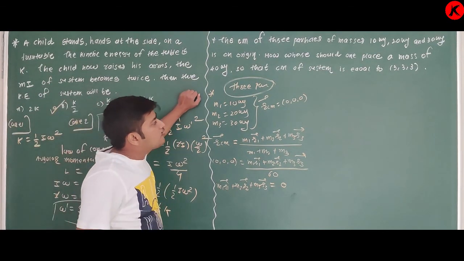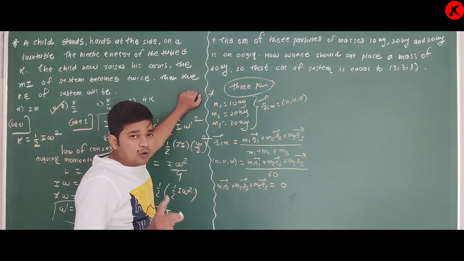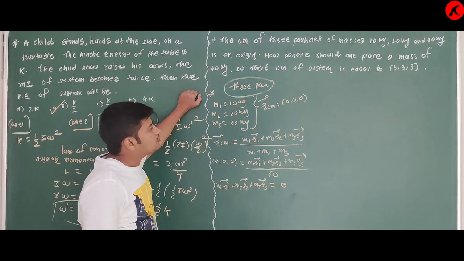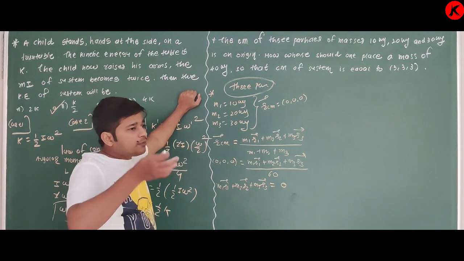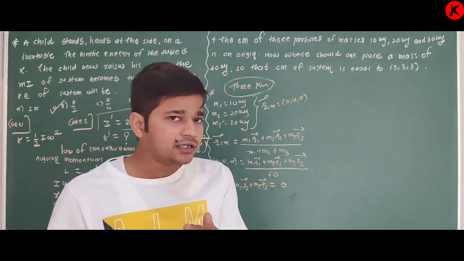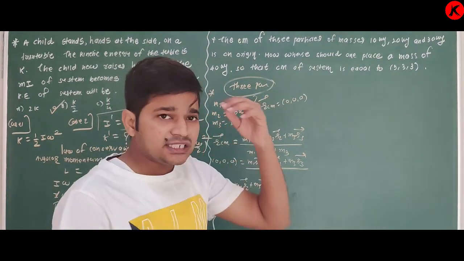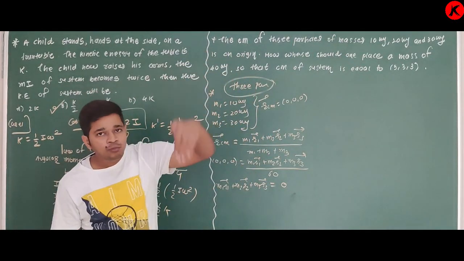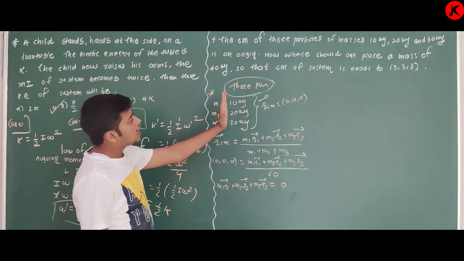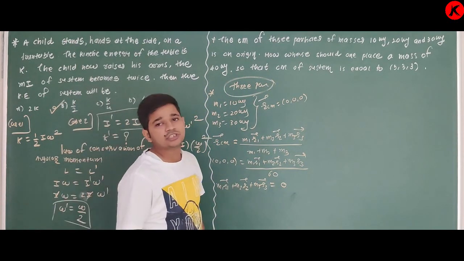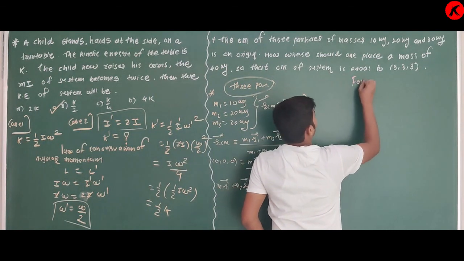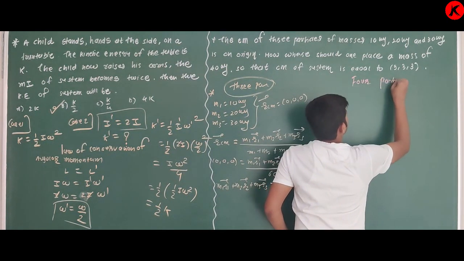Where should one place a mass of 40 kg so that the center of mass of the system is at (3, 3, 3)? Where should one place a mass? It means you are already given 3 particles of 10 kg, 20 kg and 30 kg. You have to add one more particle having mass 40 kg, so that the center of mass of the system is at (3, 3, 3). So now the system is of 4 particles.